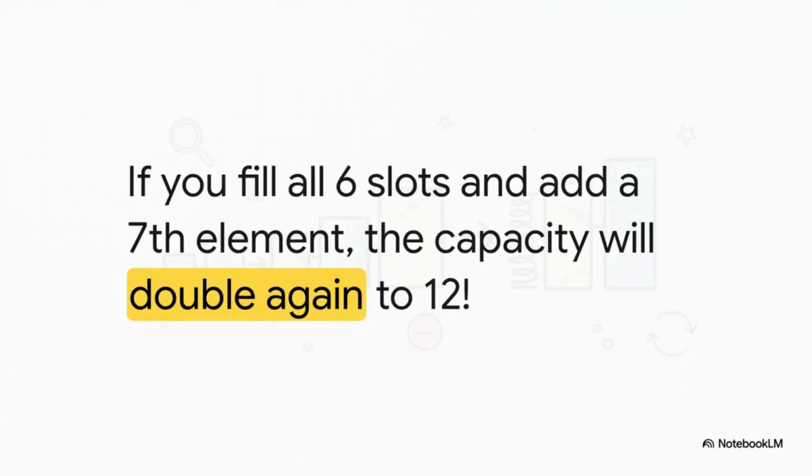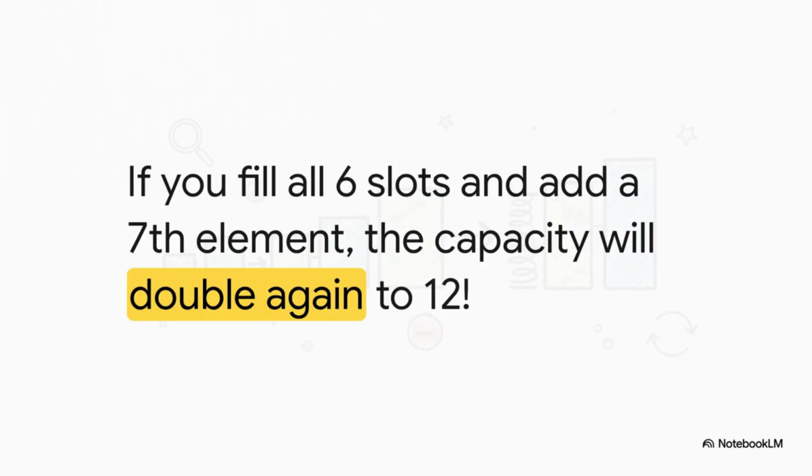And here is what's truly mind-blowing about this whole architecture. This doubling trick doesn't just happen once. It repeats infinitely. If you eventually fill up all 6 of those slots and you try to add a 7th element, the capacity doesn't just bump up to 7. It instantly doubles again, straight to 12, then 12 to 24, 24 to 48, and so on. This is exactly how vectors pull off their dynamic scaling in the heap memory. And they do it all without you having to manually write a single line of memory allocation code.